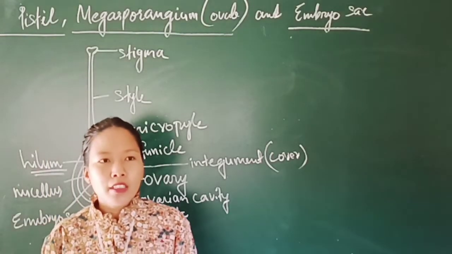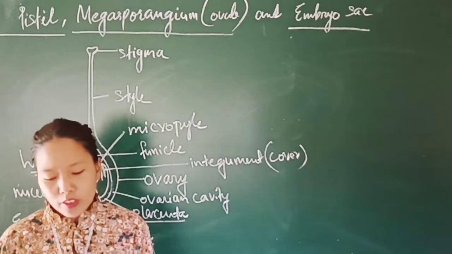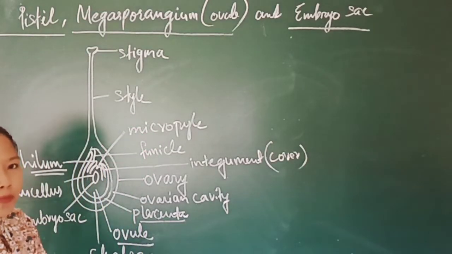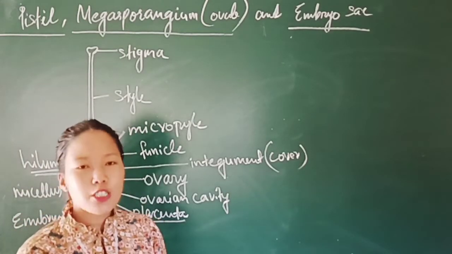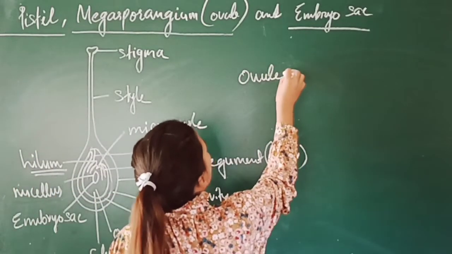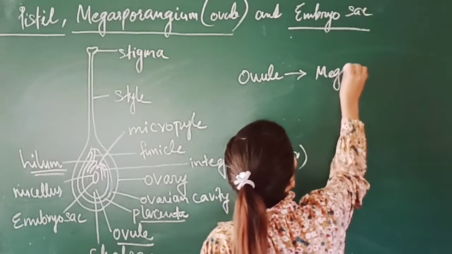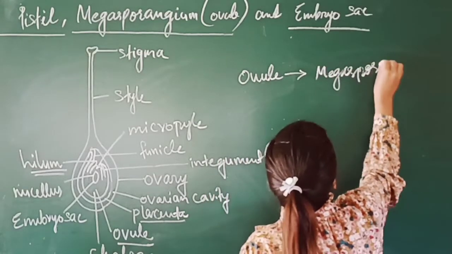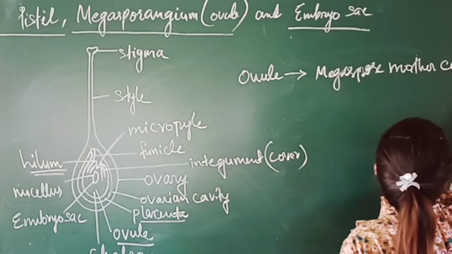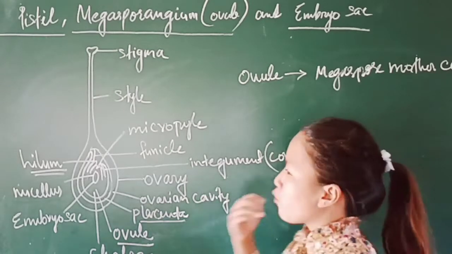Differentiates means the cells keep on dividing and then give rise to something. So the ovule differentiates and gives rise to a single megaspore mother cell, or we can call it MMC. In the last video we also talked about the microspore mother cell.